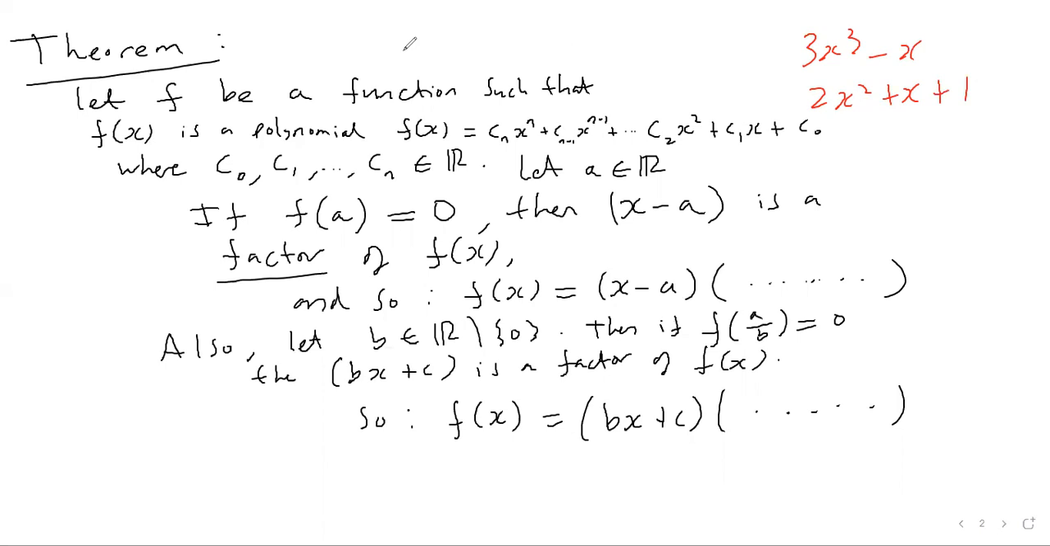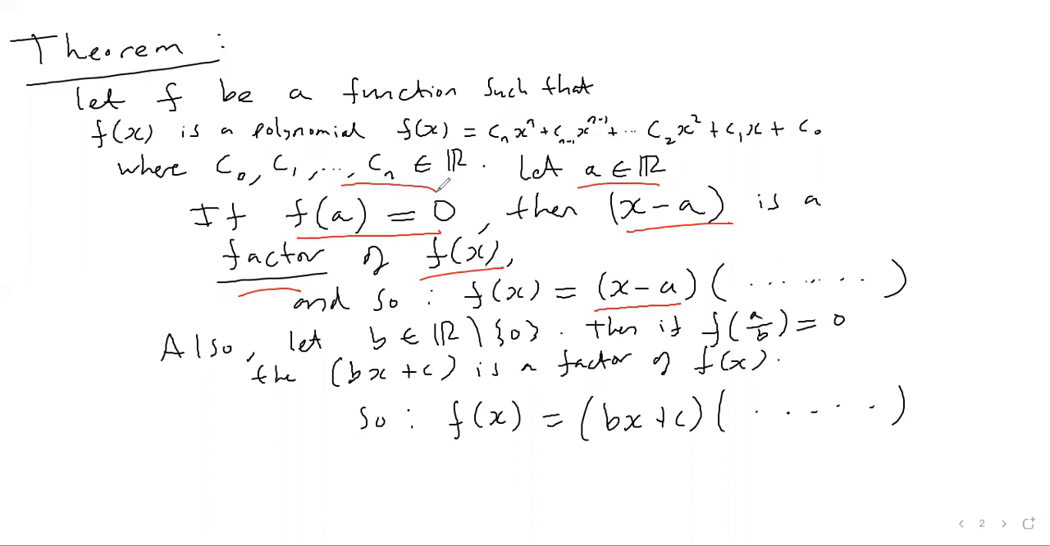So let's say we've got a polynomial with these constants c0, c1, and so on. We're going to let a be a real number. So the theorem says this: if a is a real number, and f of a equals 0, that must mean that x minus a is a factor of f of x. In other words, you can factorize f of x by putting a factor of x minus a there, provided that f of a equals 0, you can then factor this x minus a out from your f of x.